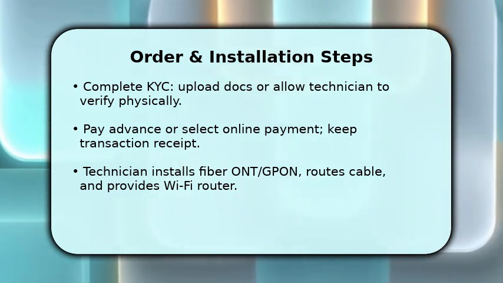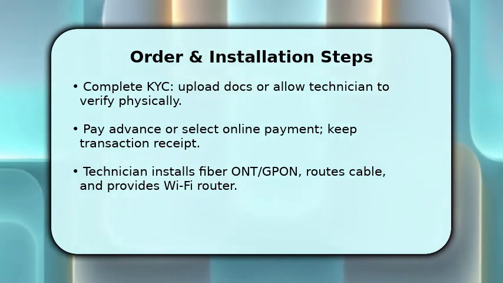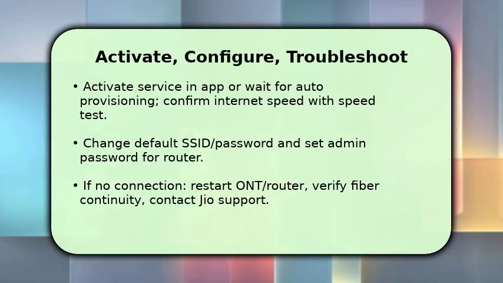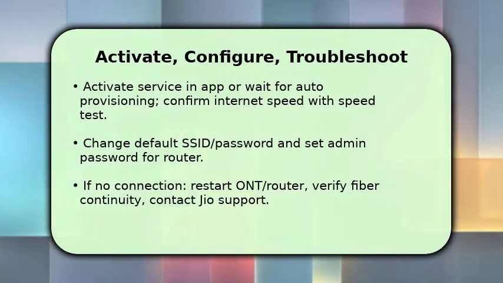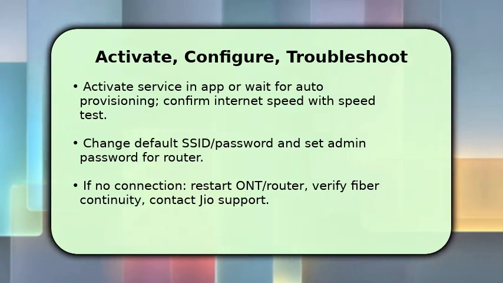After physical setup, the technician will configure the connection and share the default SSID. You finalize by activating service in the GeoFiber app or letting auto-provisioning complete. Once the LED indicators show link and internet, run a speed test to confirm expected throughput.